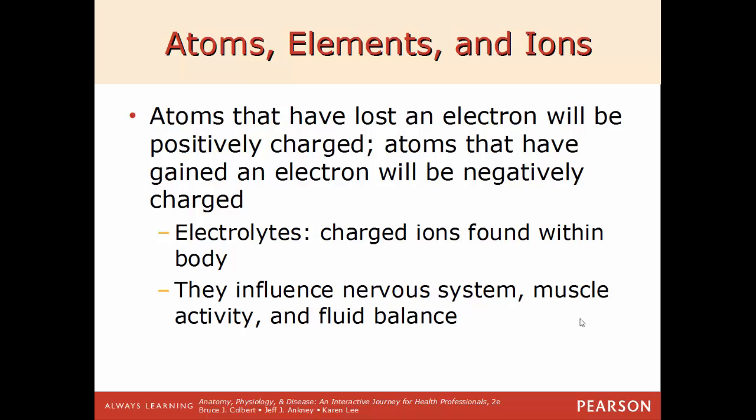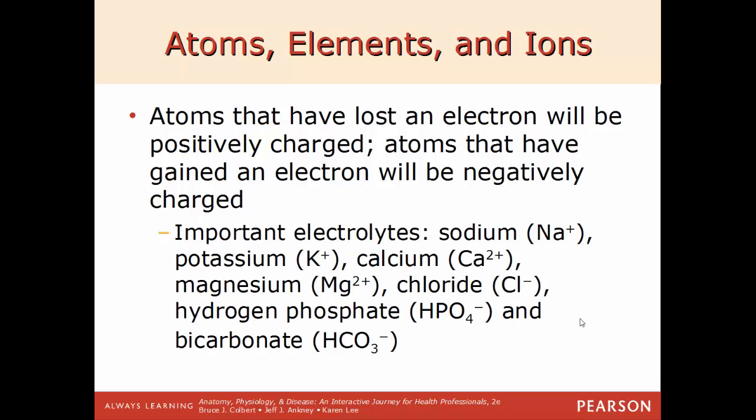Another type of ion is called an electrolyte. These are charged ions that are found within the body, and they are very influential on muscle activity, the nervous system in general, and fluid balance. And they're called electrolytes because they're able to conduct electricity. So you can imagine that's going to be very important for the nervous system and very important for muscle activity also. Here's a list of some important electrolytes. Sodium, Na+, potassium, symbol is K, calcium, Ca2+, magnesium, chloride, hydrogen phosphate, bicarbonate. These are all electrolytes. These are all ions, positive or negative. These are all ions that are able to conduct electricity.